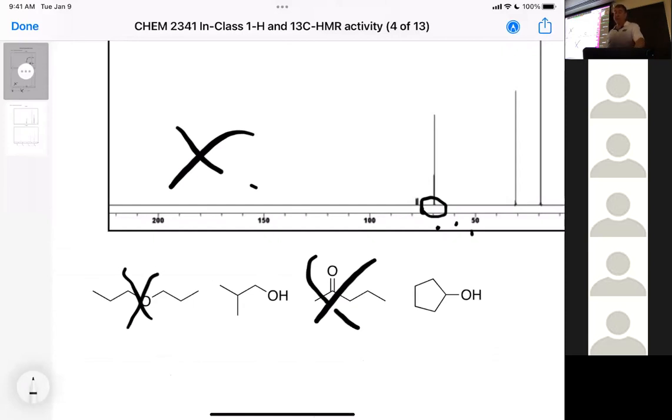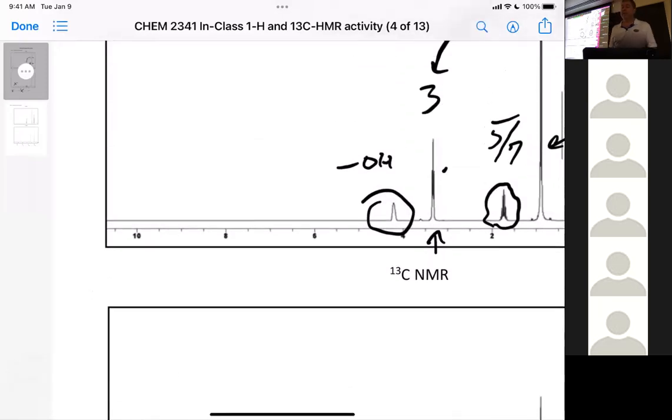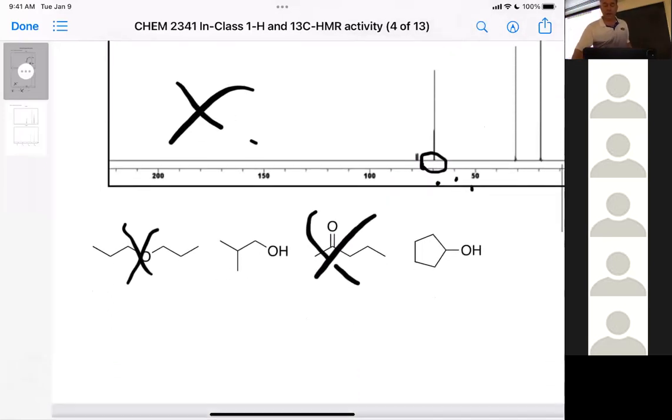It would have 3 signals, and it would have 3 signals in the proton NMR too, because there is no acidic hydrogen. How many signals do we have in our proton NMR? We have 4. So that can't be it, because there would only be 3 signals and no OH group. So that gives us a good thing, saying, okay, now we have a choice here. Let's see. How many would this give us? This would give us 1, 2, 3 in the carbon signal.